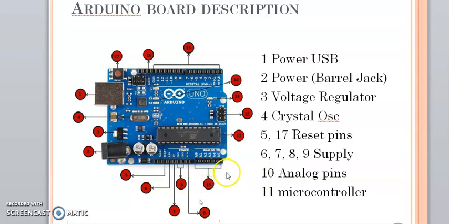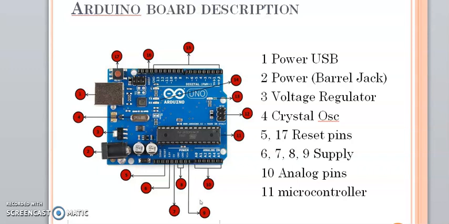Label 10 indicates bunch of analog inputs. Arduino Uno board consists of 6 analog inputs. Means at a time it can process 6 analog inputs. We will talk about this analog input section later on. Label 11 indicates the most important part on the board, which is the microcontroller. Arduino Uno board uses Atmega 328P as its microcontroller.